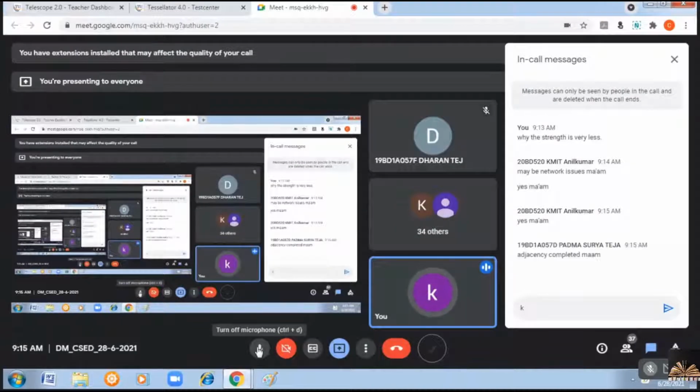Representation of graphs, adjacency matrix is completed. What about incidence matrix? Have I explained that incidence matrix? Okay, both the representations are over, right?